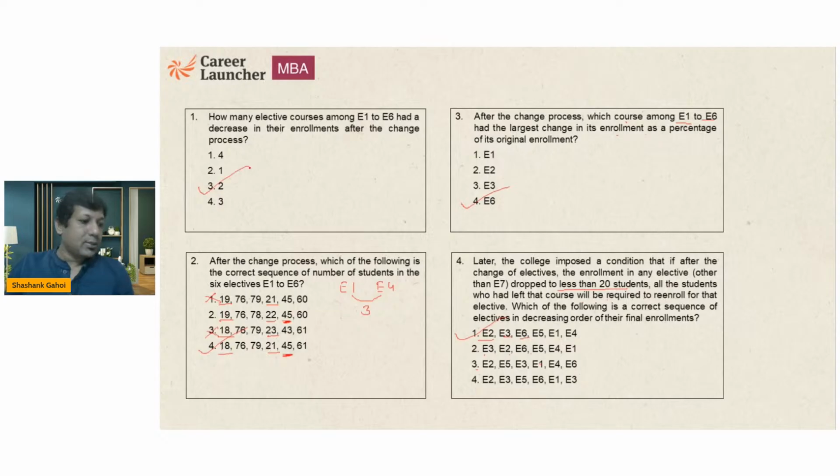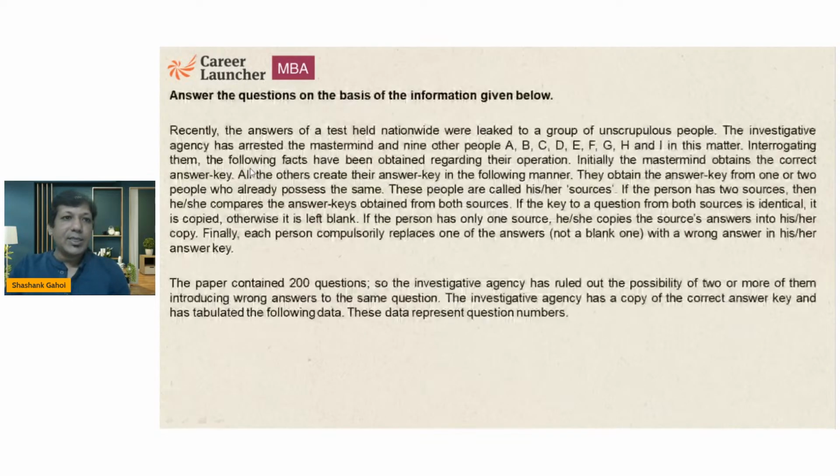Now let's move to the next set. What does it say? This is a very nice question. Recently, the answer of a test held nationwide were leaked to a group of unscrupulous people. The investigative agency has arrested the mastermind and 9 other people, A, B, C, D, E, F, G, H, I, in this matter. Interrogating them, the following facts have been obtained regarding their operation.